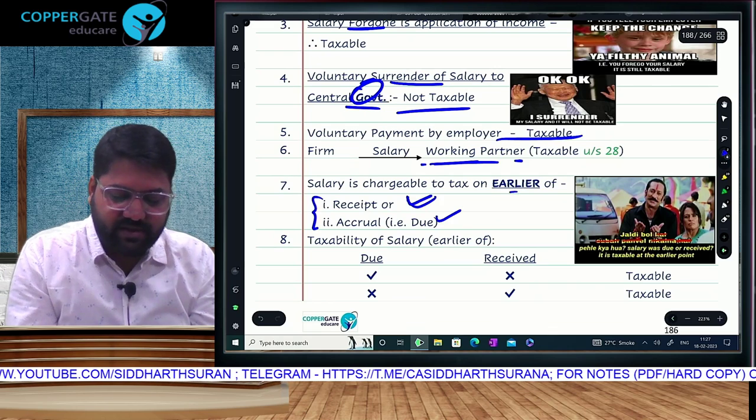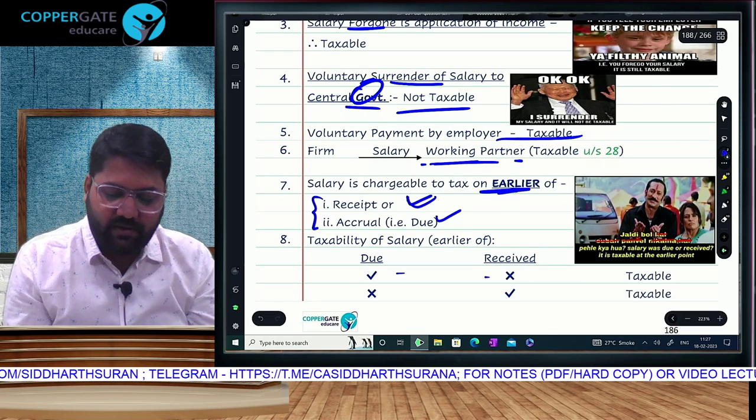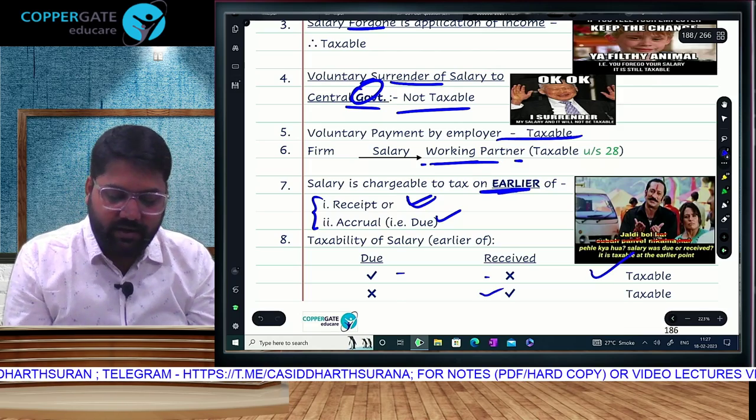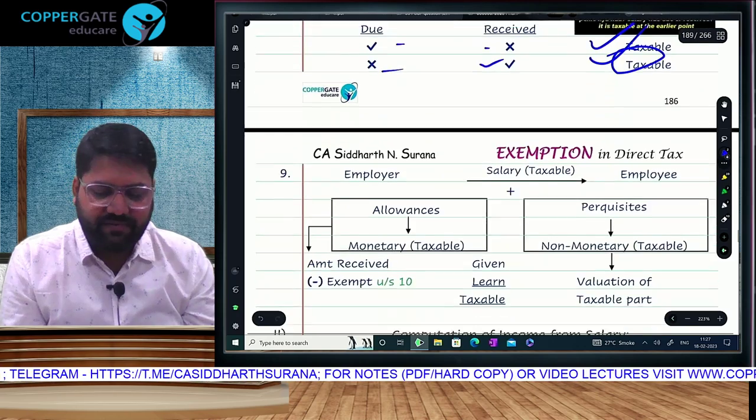Salary is taxable on due basis or receipt basis, whichever is earlier. Due hua, receive nahi hua, taxable. Receive hua, due nahi hua, taxable. Salary is taxable when it is due or received, whichever is earlier.